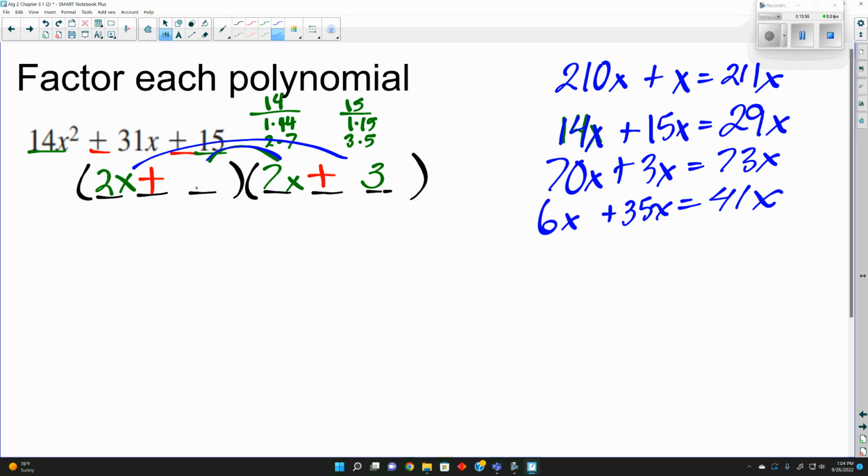That's switching the 5 and 3. Now 2x times 5 is 10x. 3 times 7x is, which gives us, is that what we wanted? Yes.